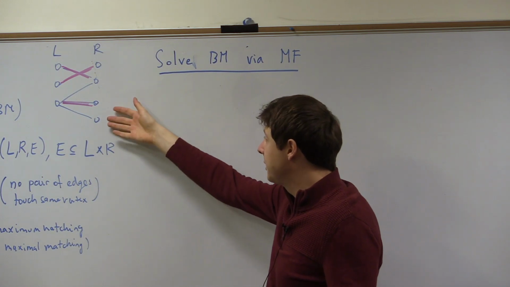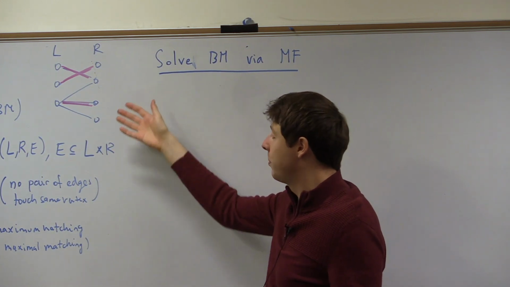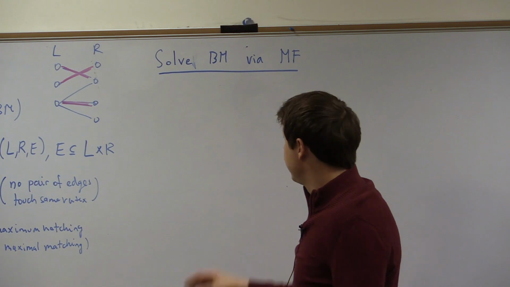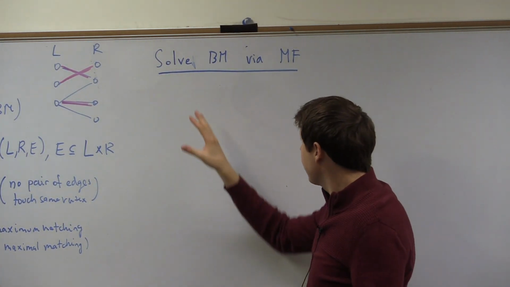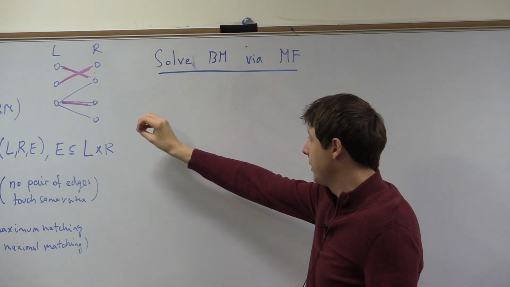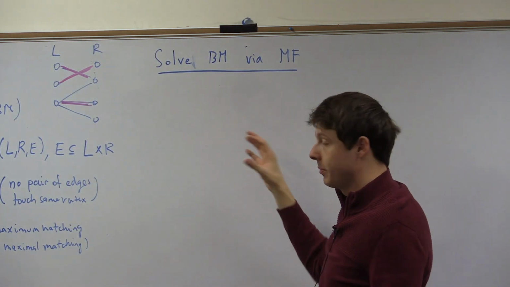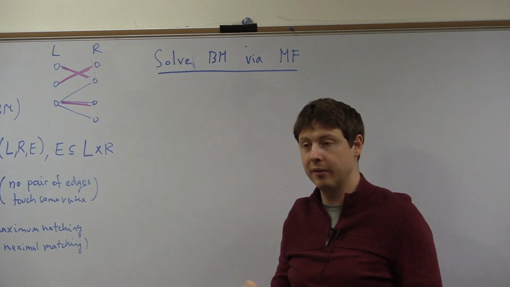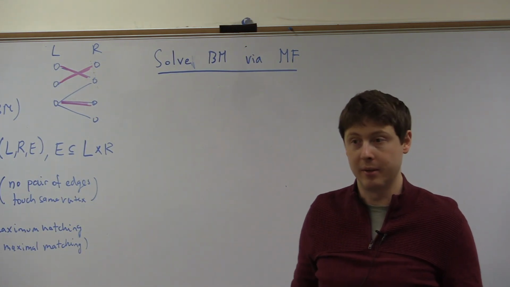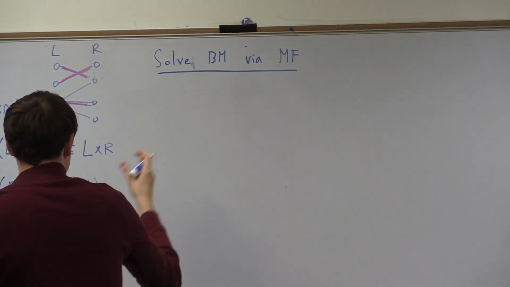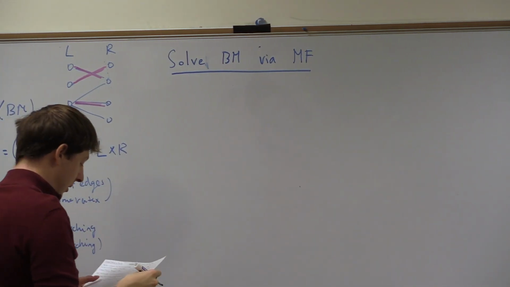This is an undirected sort of graph. It has these 2 parts. Yet somehow we're going to be able to take our instance of the bipartite matching problem and turn it into some network, and somehow finding the maximum flow there will help us understand the maximum matching. So I'll write down what we're going to do.